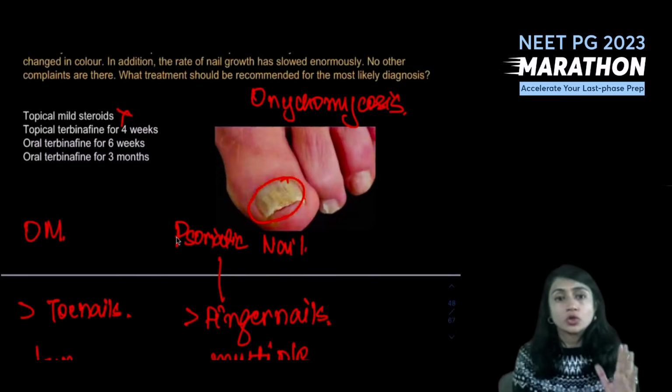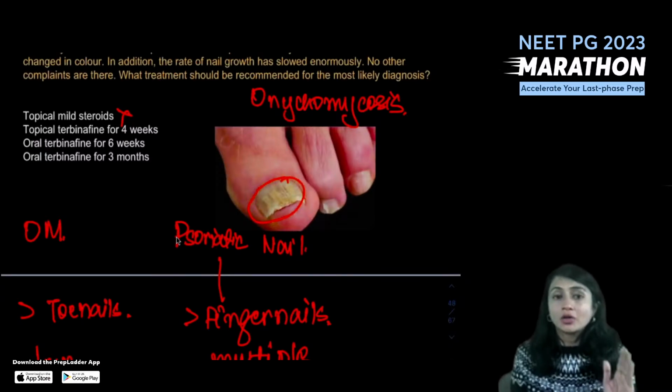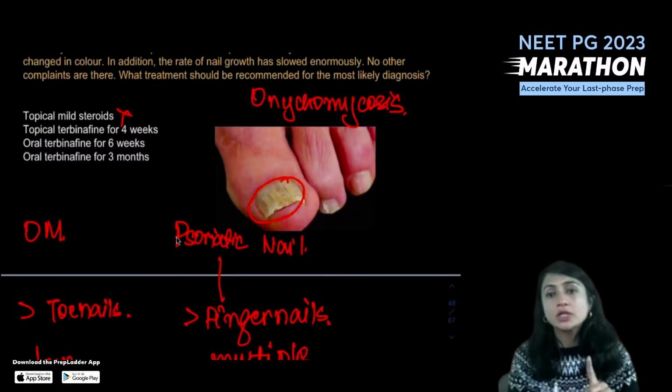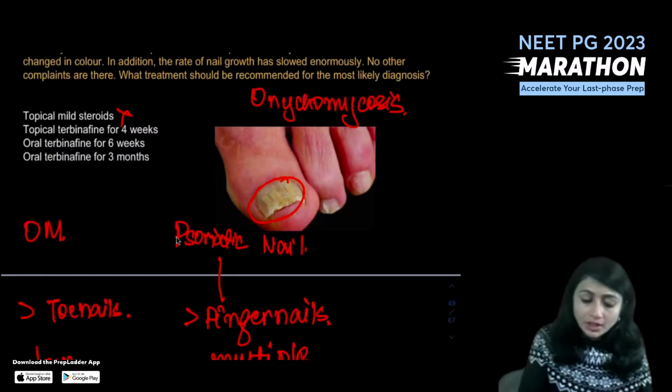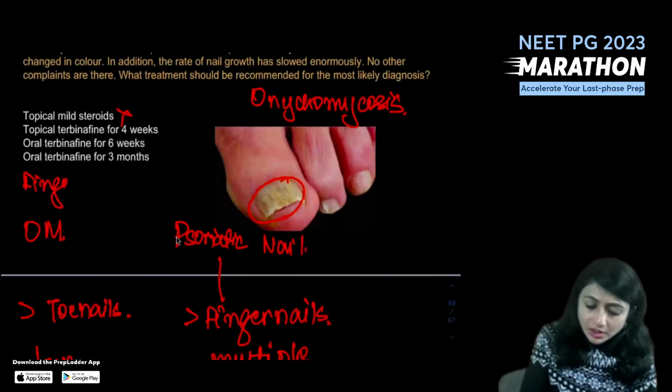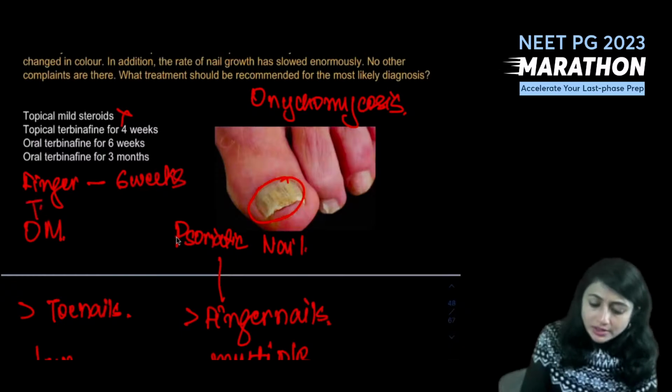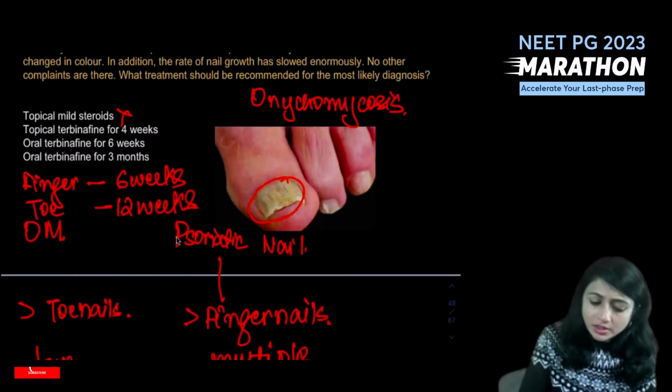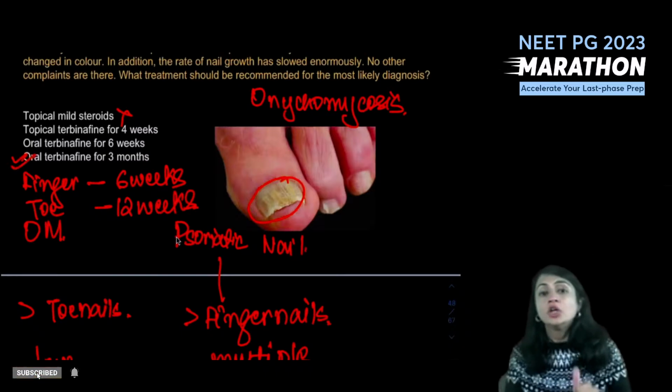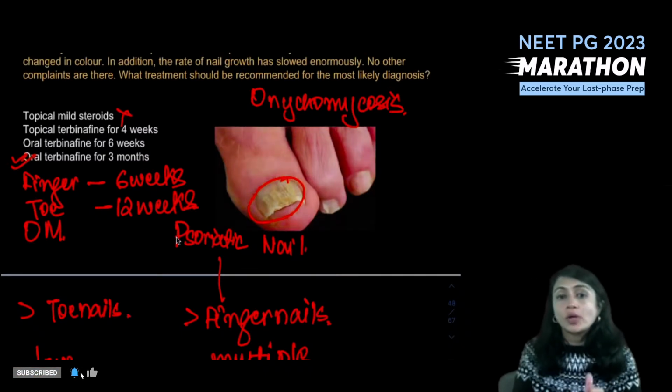Now we are left with the other two options, oral terbinafine for 6 weeks or for 3 months. So remember, in fingernails you give it for 6 weeks, and in toenails you give it for 12 weeks. So here the answer would be oral terbinafine for 3 months or 12 weeks.